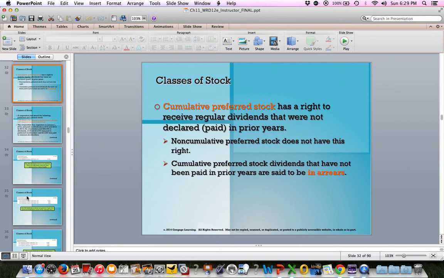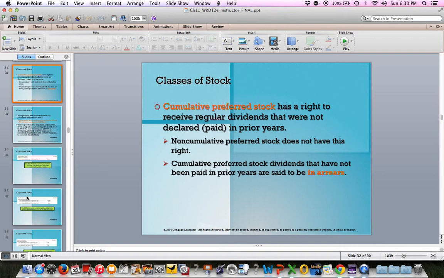Classes of stock, again, just to keep going through that. Cumulative preferred stock has a right to receive regular dividends that were not declared or paid in previous years. So if a year goes by where dividends were not paid because the company maybe just had a bad year, had a net loss, or was short on cash, and they want to preserve their cash for operations, they can choose not to pay a dividend. But for anybody who owns cumulative preferred stock, they're going to get their dividends eventually. So before commons can ever get dividends, the cumulative preferred shareholders must be caught up to date and made current.